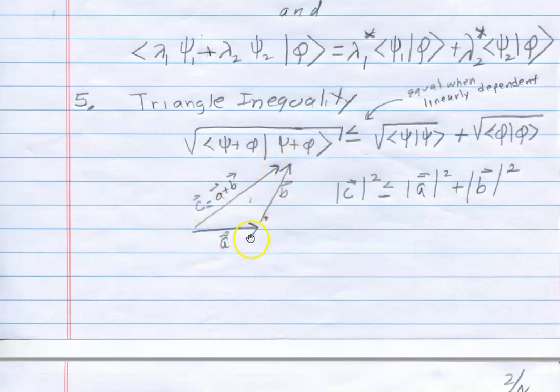If I add this vector to this vector, then the sum c is this vector here. And c, which is the sum of these two, is less than or equal to the sum of the two legs. And it's equal when the angle between them is 90 degrees in the case of vectors. In the case of the linear inequality, the times that they're equal up here is when one has linear dependencies between psi's and phi's.